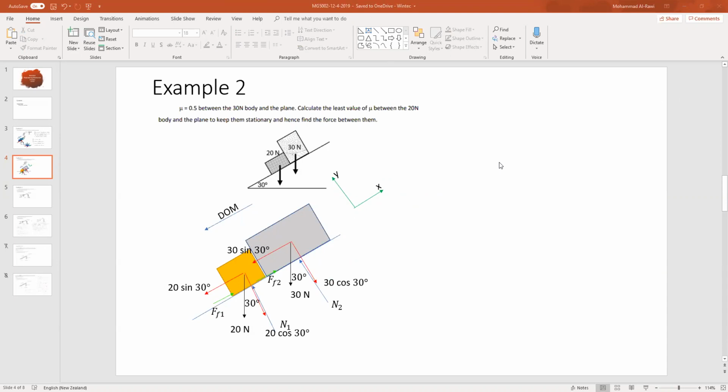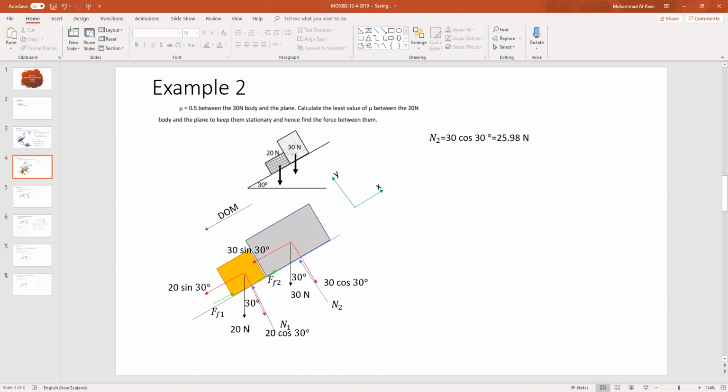So if we start with the equation of forces, can you tell me by nature what's the value for N1 and what's the value for N2? Of course, they're coming from algebraic summation equations, but N2 is equal to what? The only force acting on that block downwards against N2 is the 30 cosine 30 degrees. That's the only one we can see. If you solve that, that will give you about 25.98 newtons.